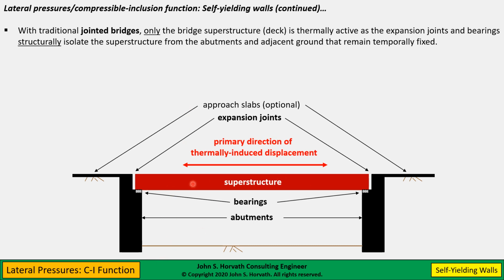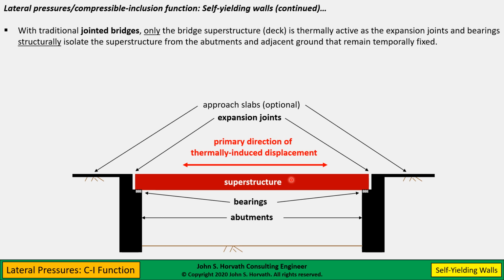You have the superstructure, and that's highlighted in dark red because that's what is going to be expanding and contracting horizontally, laterally, as a result of the thermally induced displacements. So let's say this would be a bridge deck, depending on the specific type of bridge. I'll just refer to it generically as a superstructure.